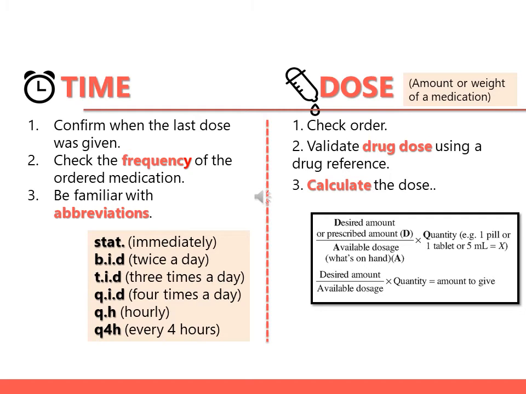The second one is check the frequency of the ordered medication. Okay, as I mentioned earlier, medications are given in the right timing. Some medications are given once, some medications are given twice a day, some medications are given 3 times a day, and etc. Timing is very important, and make sure you know how frequently you are giving the medication to your patient. And in doing so, you need to be familiar with the different abbreviations in the hospital.